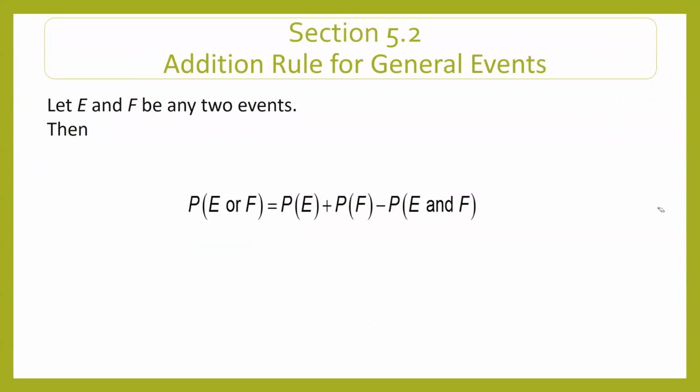Okay, now if the events are not disjoint, should that mean that we should just walk away? No. When the events are not disjoint, it means they have something in common. And so the probability of E or F is given by probability of E plus probability of F. Then we have to subtract the probability of what is common. That is the difference. In the disjoint event, this probability is always 0 because nothing is in common.